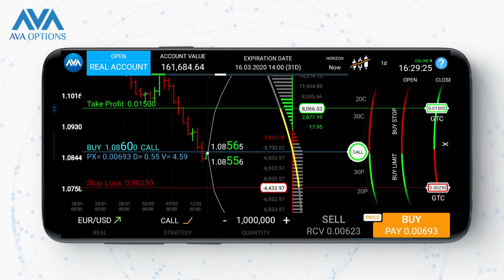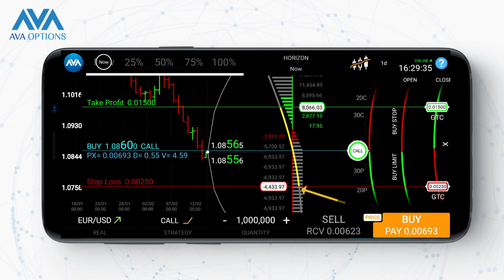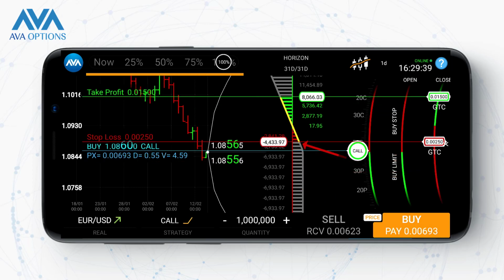So I'm now looking at buying an option with a take profit and a stop loss, and you can see where the spot needs to be to hit either of those levels today. And if I change my horizon line, you can see where it needs to be in the future.